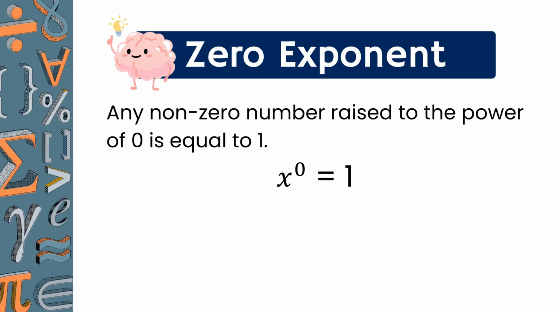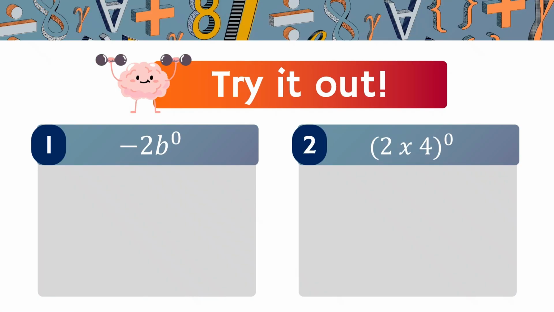Next rule is the zero exponent. So this is the most basic among all other rules. So when we say zero exponents, any non-zero number raised to the power of 0 is equal to 1. It is always equal to 1. So if we have x raised to 0, the answer is 1. So let's try these two examples.